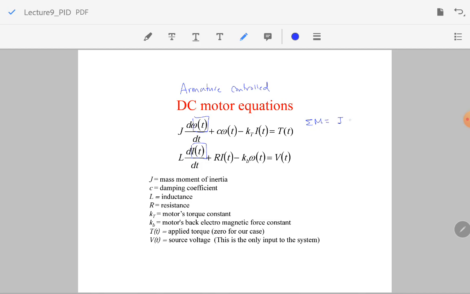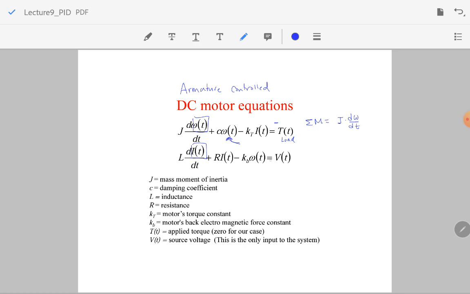So you have J, the mass moment of inertia, times alpha, the angular acceleration, which can be written as the derivative of the angular velocity. The moment comes from three sources. One of them is small damping, some kind of dissipative force, and you have a load torque. There's a little typo, by the way. This one should have a load torque with a minus. The negative sign is missing.